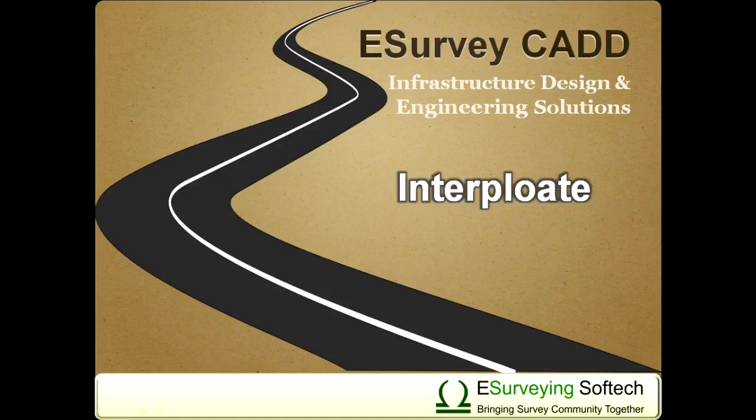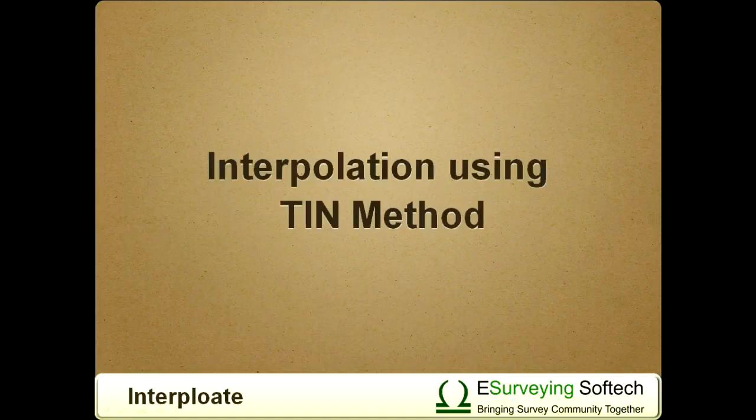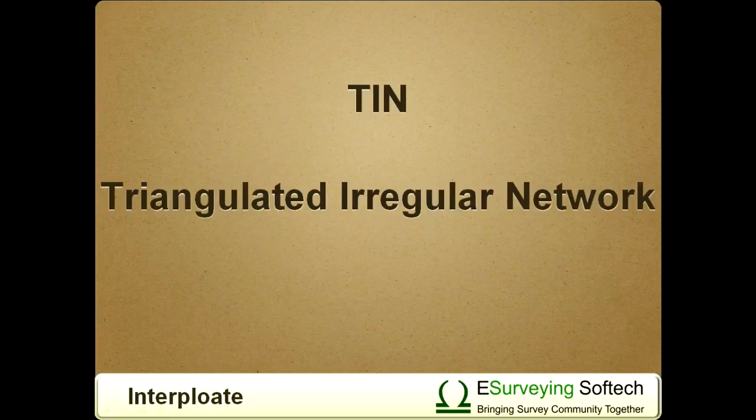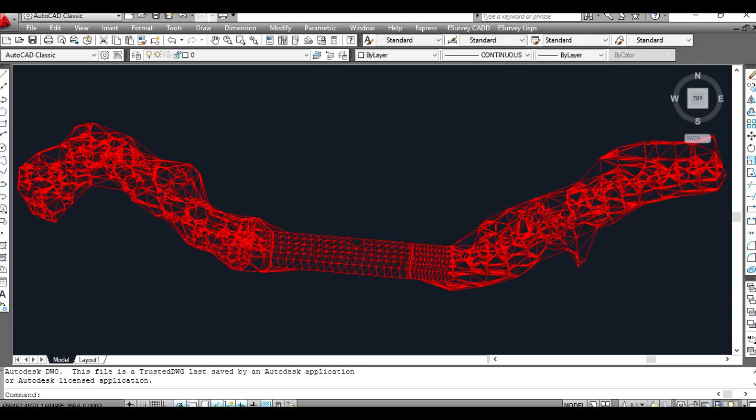Interpolation using TIN method. Hello all, welcome to this video tutorial in which you will be learning how to interpolate values in survey drawing using TIN method interpolation. TIN stands for Triangulated Irregular Network method. Software will create a network of 3D surfaces depending on the position of point data.